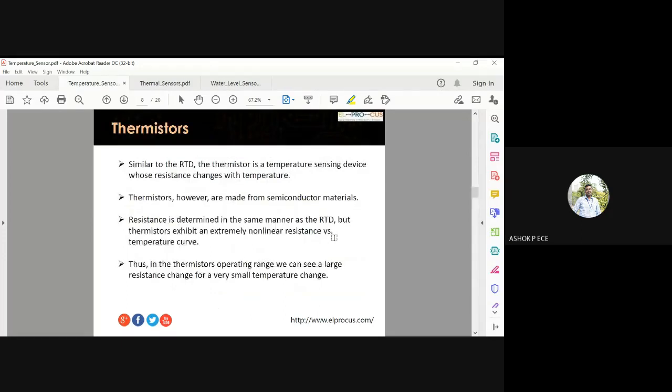Similar to an RTD, a thermistor is a temperature sensing device. It also changes resistance with temperature, but here it is opposite to our RTD. In an RTD, I told you when temperature increases, resistance increases, right? But here it is reversed. When the temperature increases, the resistance decreases. It is a non-linear graph, where R is proportional to 1 by T.